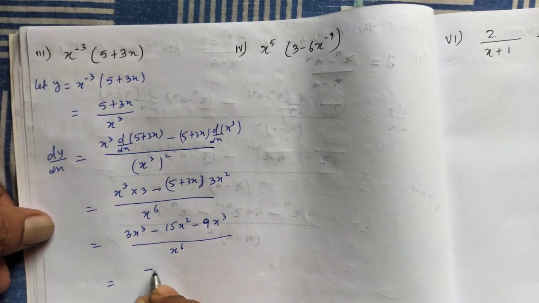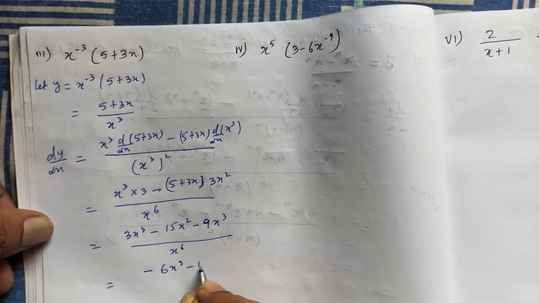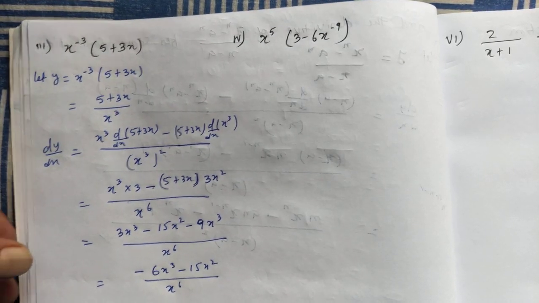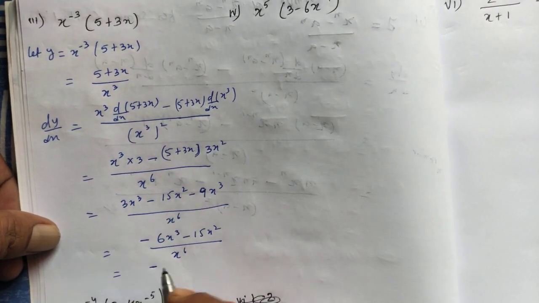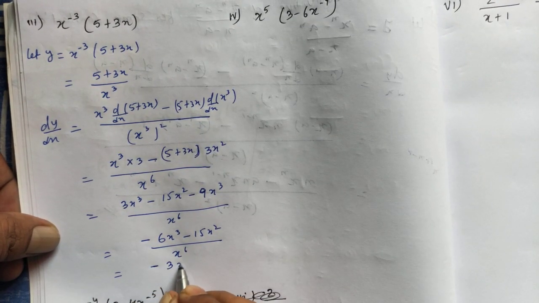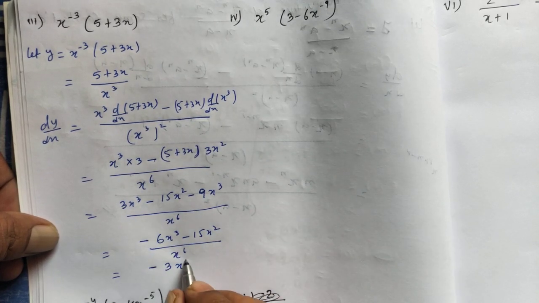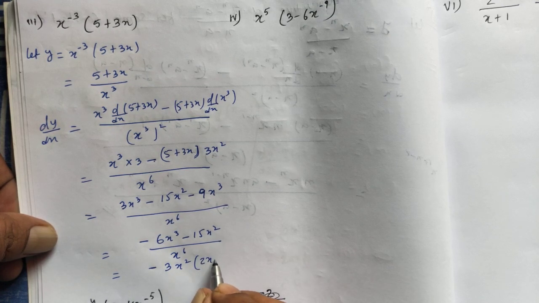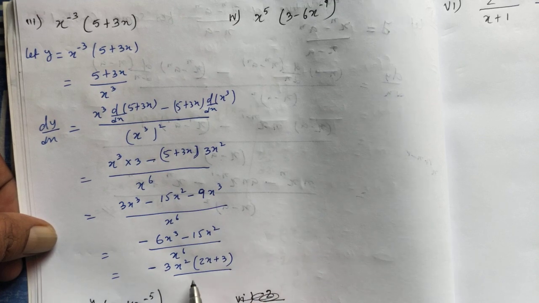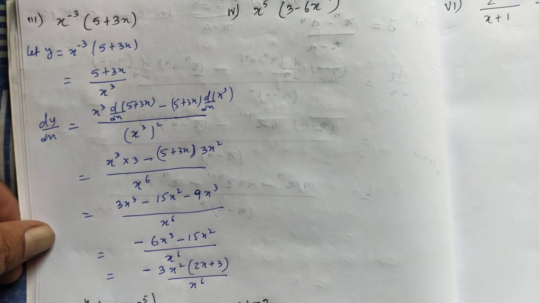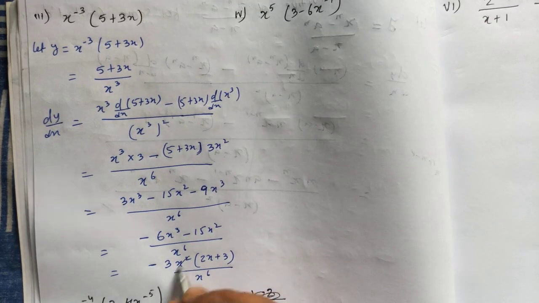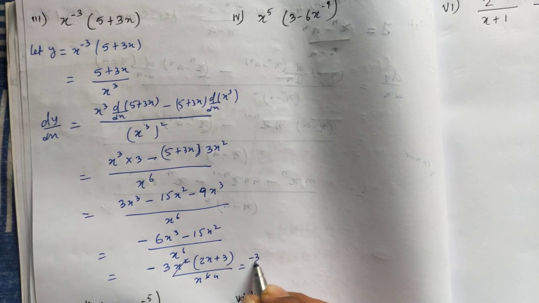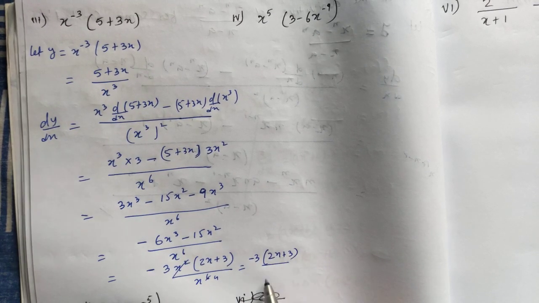This will become minus 6x cubed minus 15x squared by x power 6. 3x square is common, so you are left with minus 3x square into 2x plus 3 by x power 6. Whatever you can cancel it. So your answer is minus 3 into 2x plus 3 by x power 4.